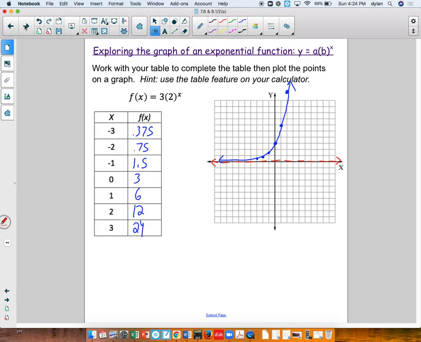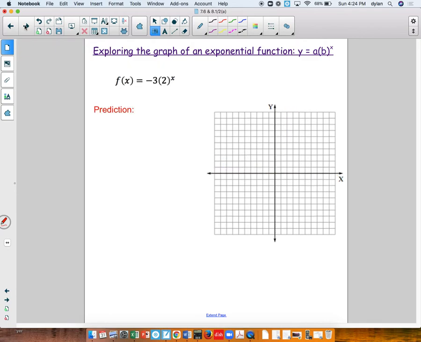So, for example, if we look at another one, f of x equals -3 times 2 to the x, what I'd like you to do is see if you can sketch a graph of this function in your notes before you resume the video. See if your prediction is correct.